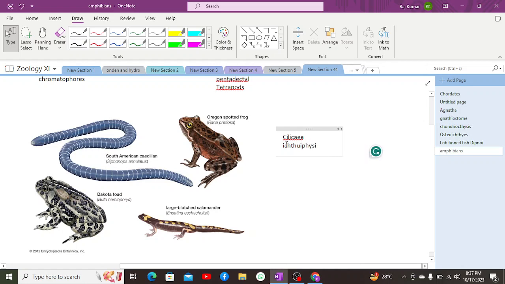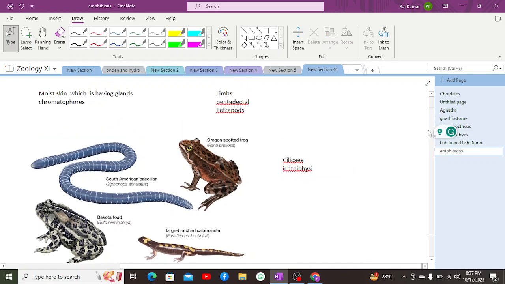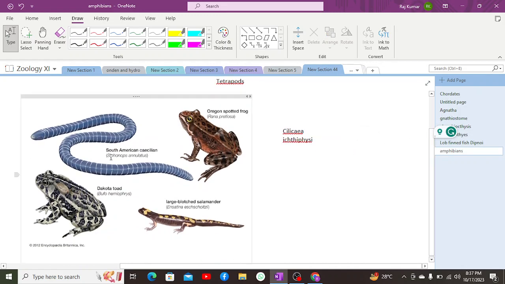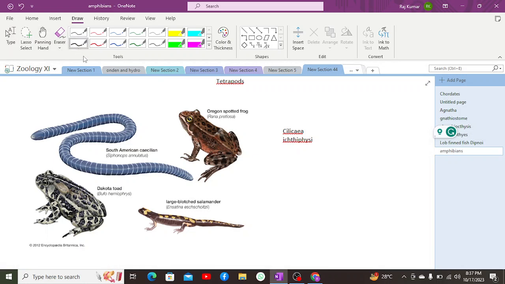I'm not sure about the exact spelling, so you can search it out. HTPC and some other organisms. Scientific names are also given on the screen.